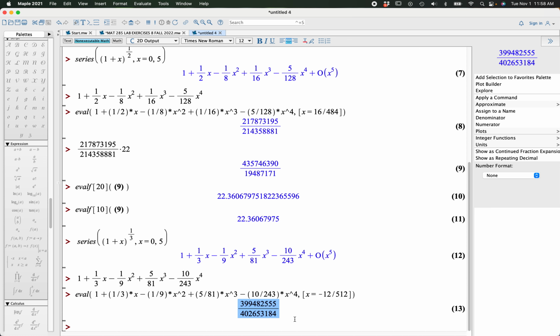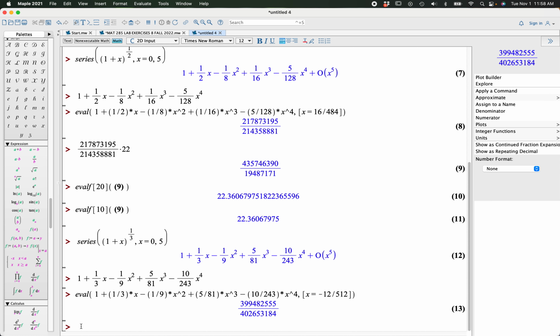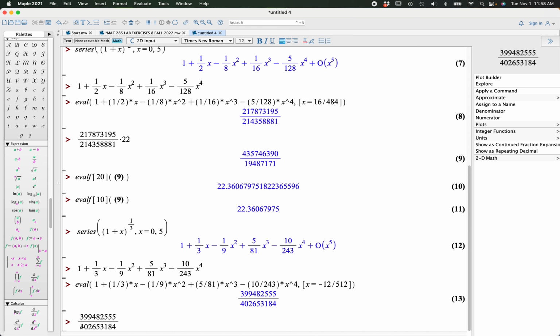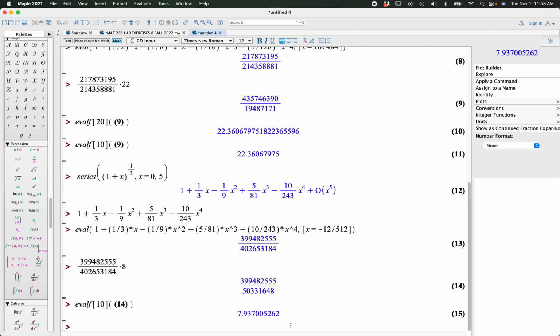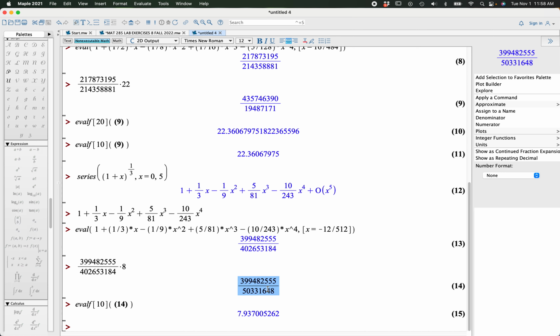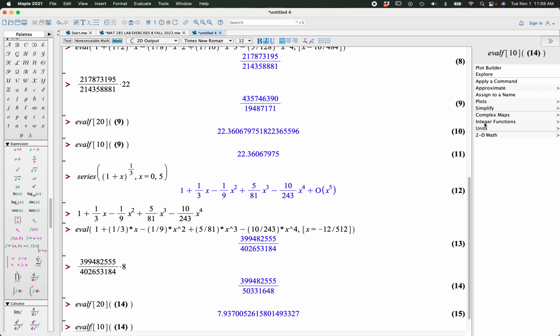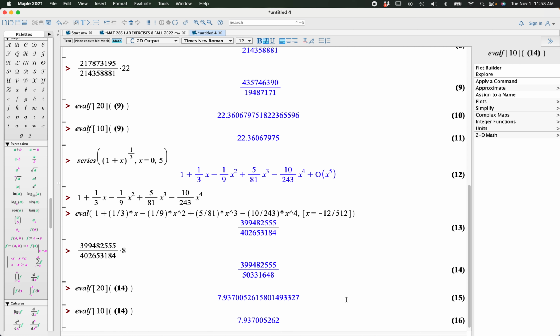Now the cubic root of 512 is going to be 8, and if I take this number and multiply by 8, I'm going to come up with this ratio, and if I approximate to the nearest 10 decimal places, I have 7.937005262, and just expanding to 20 decimal places, I have 7.937000526. And so these are samples of what we have in solving the 8th lab exercises through the use of Maple.